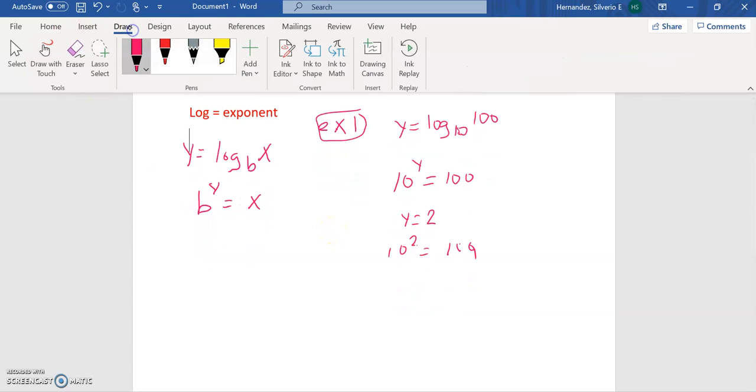So going back, let me erase this because that 100 came out looking really weird. So again, my value for y here was 2. Example number 2.